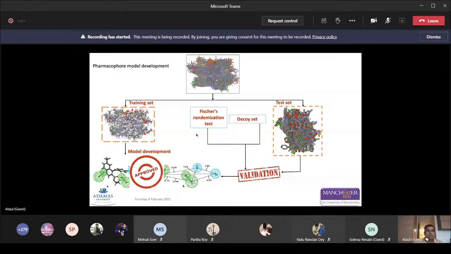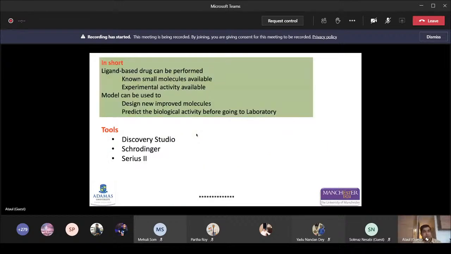So in short, this is the ligand-based approach. We need the known small molecules, and once we have the model, we can use it to design new improved molecules, predict the biological activity, etc. So these are the different tools we can use for the pharmacophore model.